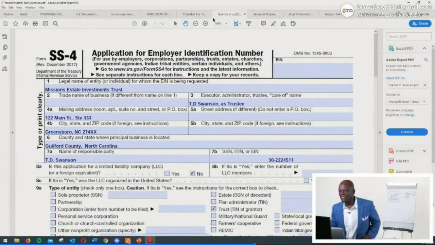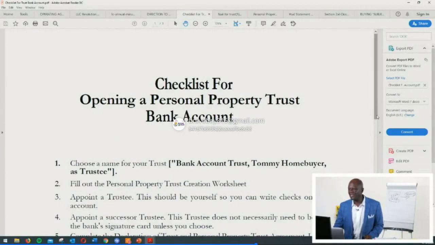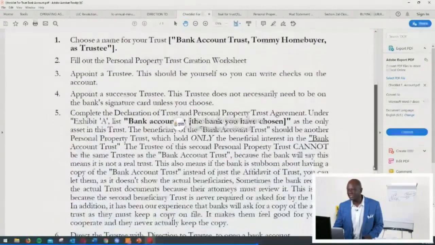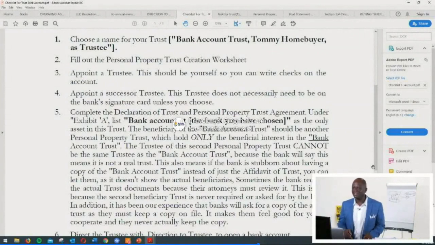All right, and remember, you're still going to fill out your personal property trust. We're also giving you a checklist to open a personal property trust bank account, so it's telling you everything you're going to do. Now, when you open a personal property trust bank account, you're going to be naming yourself as trustee. This is the one account that you want to name yourself as the trustee on, because you don't want any and everybody to have your money. If you feel safe giving it to somebody else, you do it. You ain't getting mine. I just tell you that right now.